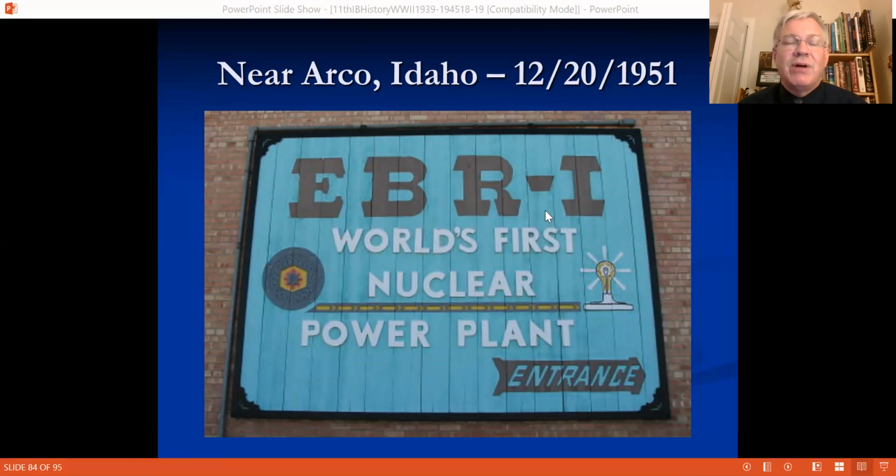Right near Arco, Idaho. In the desert. EBR-1, the world's first nuclear power plant. The Idaho National Laboratory is out in that part. I don't know if you guys have ever been out there near Craters of the Moon. There's a facility, and that's where the very first nuclear power plant was created. So that was very, very cool.